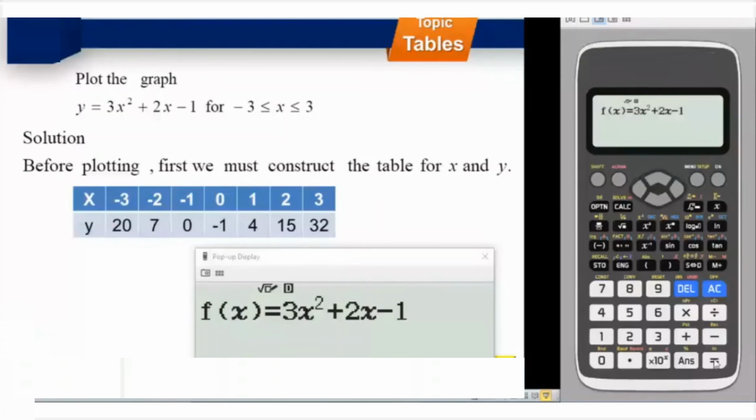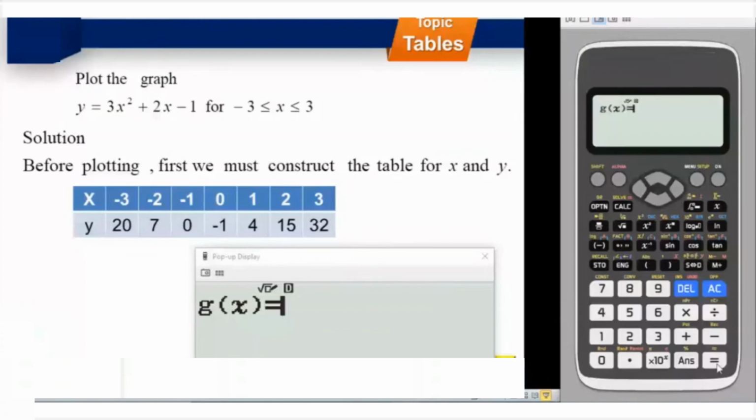I'll rewrite the equation so that you can follow me. I press 3, I press this x, I press the square, plus 2x, minus 1 is equals to. When I press equals to, the calculator is asking me, is there another equation also, or do I just need a table for one equation? For the time being, I need the table for just one equation. So I will press equals to again.